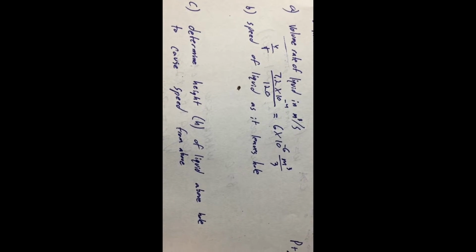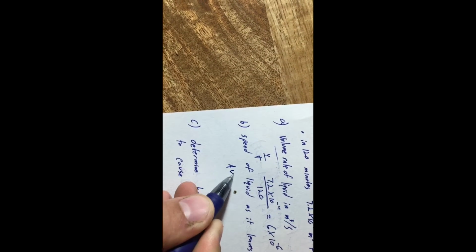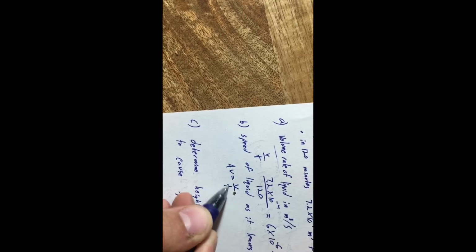So for part B, it's asking the speed of liquid as it leaves the hole, right there. So this is a continuity problem. So we're going to use the A1 V1 equals A2 V2 combined with the A v equals V over t.